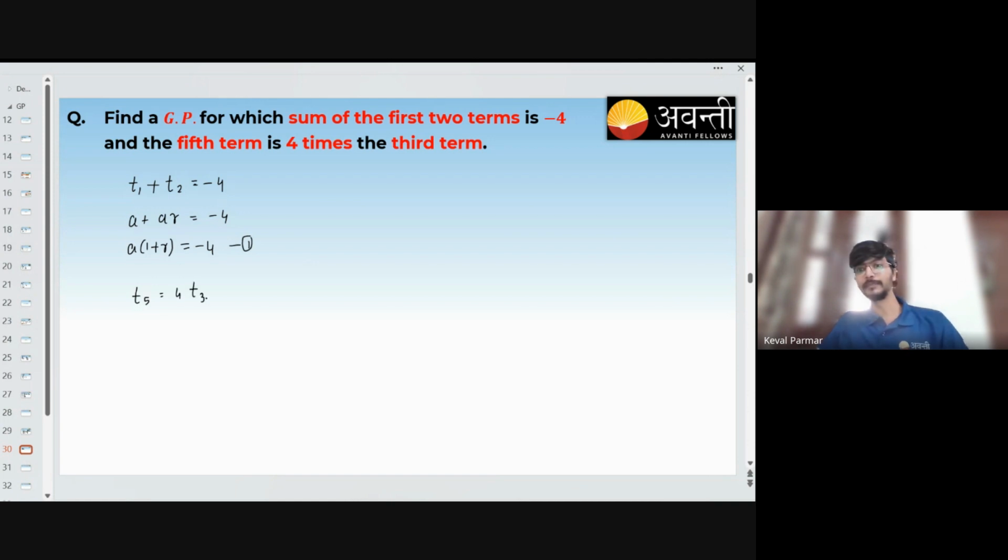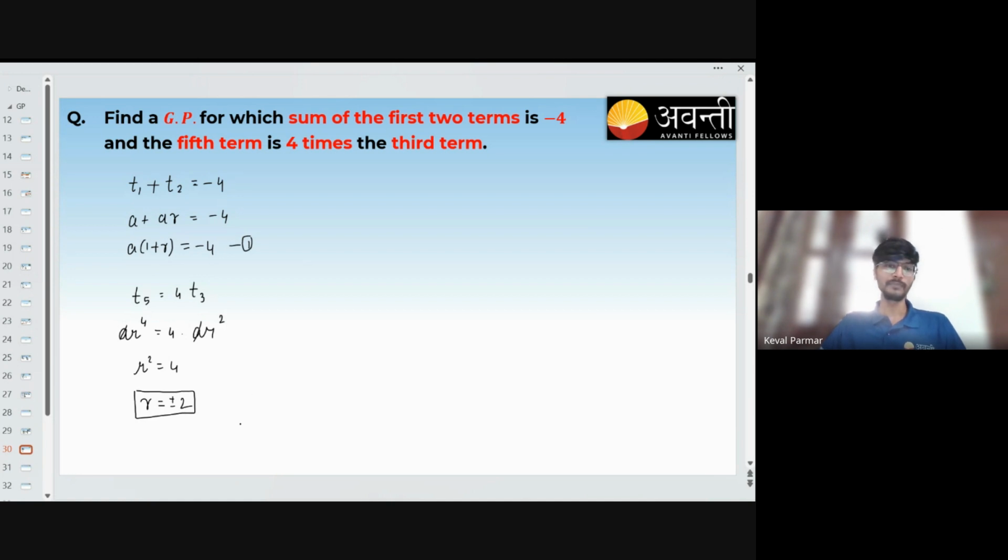Okay, superb. So I'll solve it and then we'll match our answers. Correct? So T5 means AR raised to the power 4 is equal to 4 into AR square. So I can cancel out A. R square ही 4 मिल गया. So R equals 2. Very simple calculation. 2 लिया कि plus minus? You should take plus minus ideally.